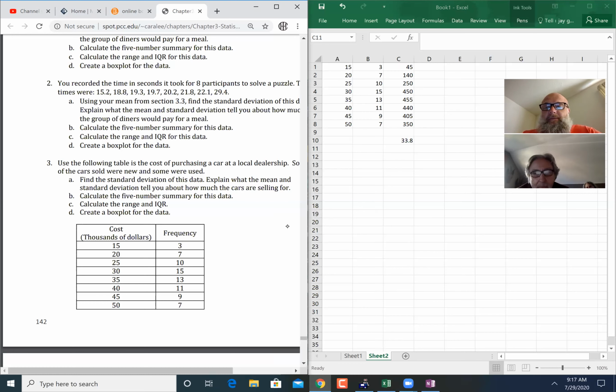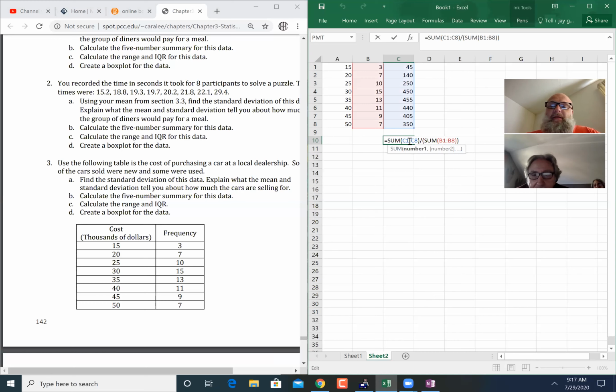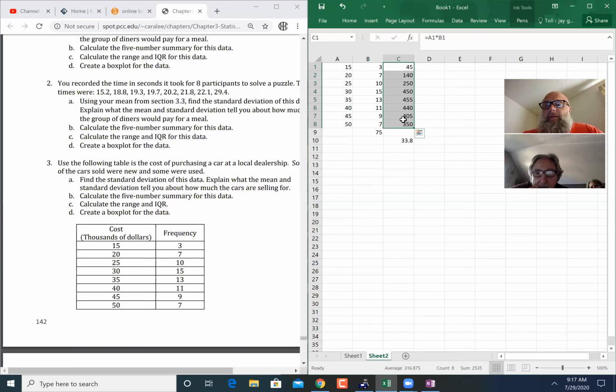That makes sense? So then divided by 8, right? No, divided by the number, not by 8. The sum of that column of frequencies, because that's how many numbers there are. In fact, what is the sum of this column? There's 75 numbers there total. So it's the sum of this column, divided by 75. That'd be your average.